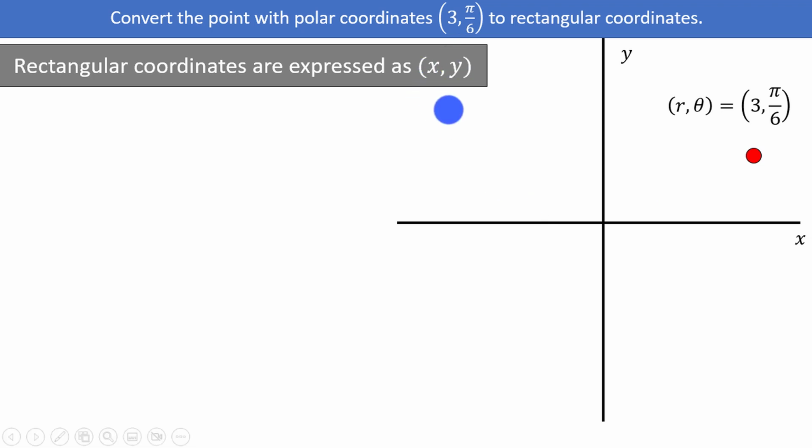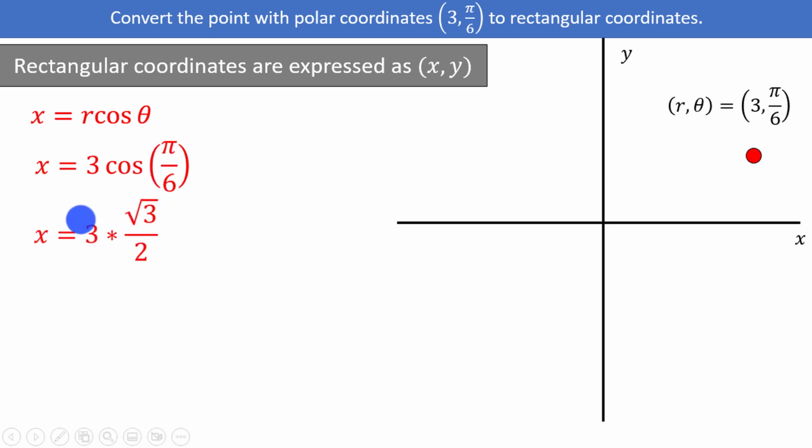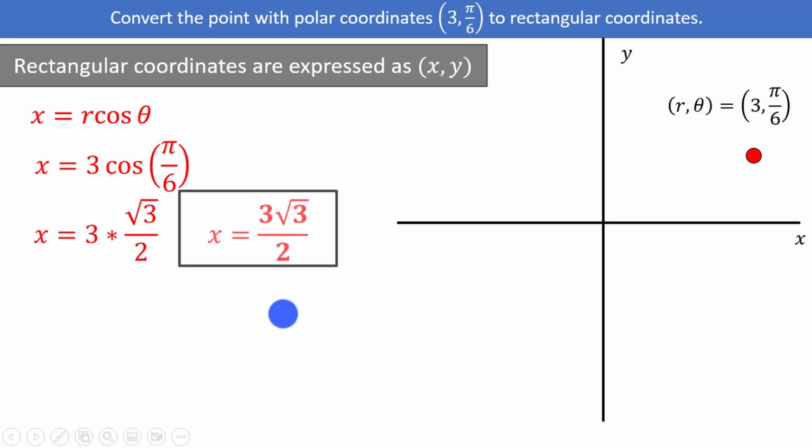We can find the x-coordinate by taking r and multiplying by the cosine of theta. That means x is equal to 3 times the cosine of pi over 6. Cosine of pi over 6 is the square root of 3 over 2, so we have 3 times square root 3 over 2. So our x-coordinate is 3 square root 3 over 2.